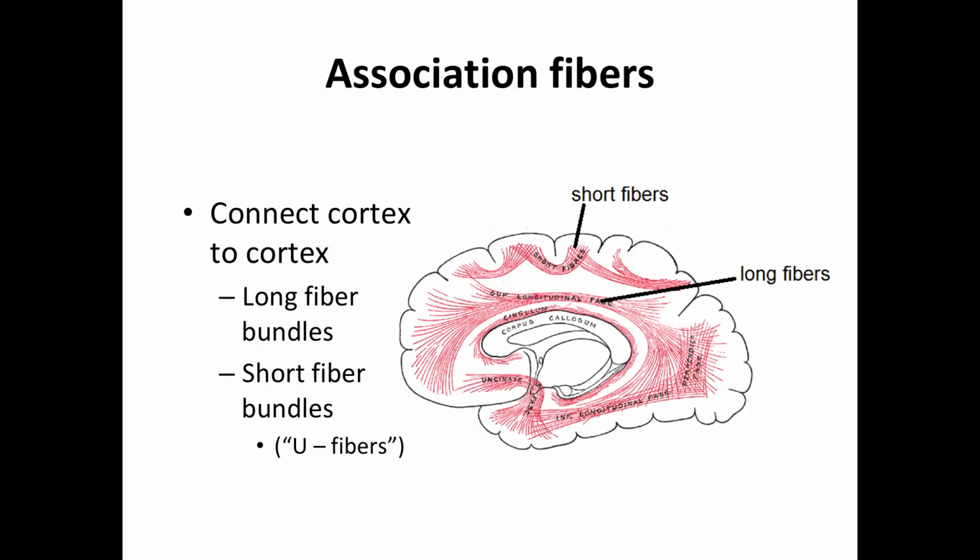Okay, so we have long and short association fibers. These are the long ones. For example, the visual cortex and how it's connected to the frontal cortex would be a long association fiber. And then we have these tiny short fibers. They connect adjacent neocortical areas, and we also call them U fibers because they look like little U's. So cute.